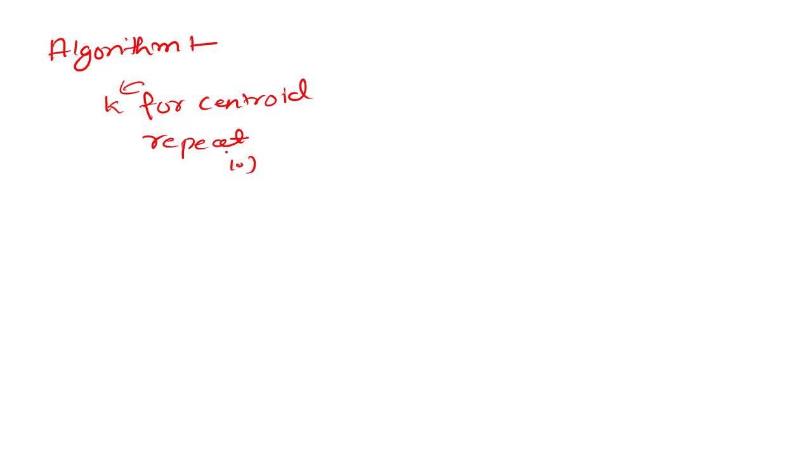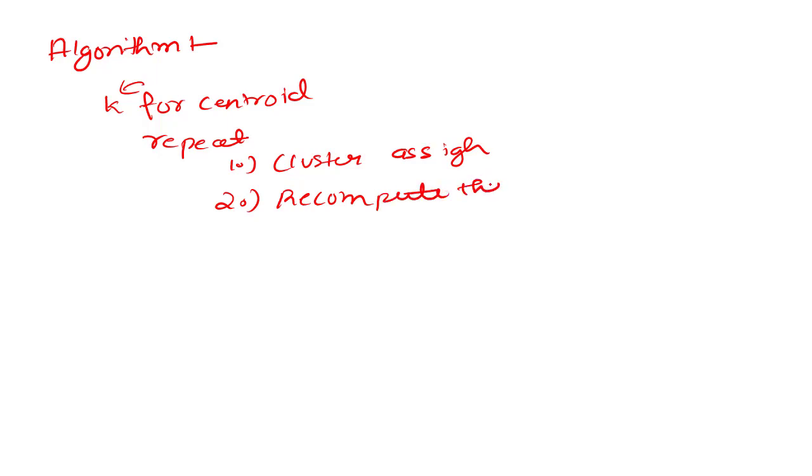The first process is cluster assignment. You assign all the clusters, and then update. So you do the updating of the cluster. Okay, then you recompute the centroid. Then how do you recompute the centroid? It simply means you take out the average, and then you assign that cluster to the nearest data point.